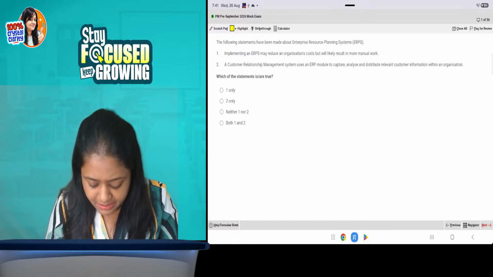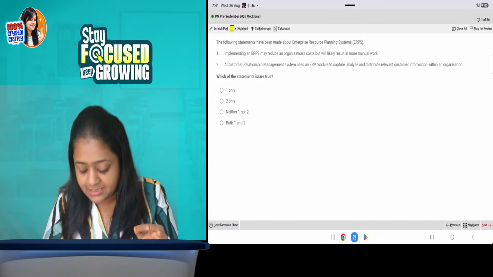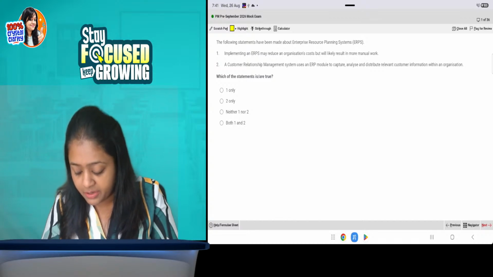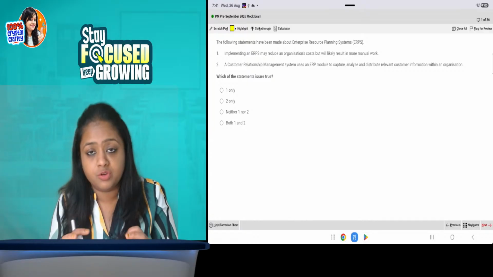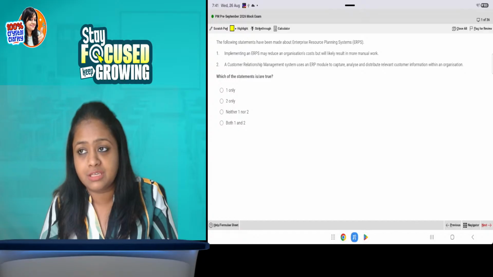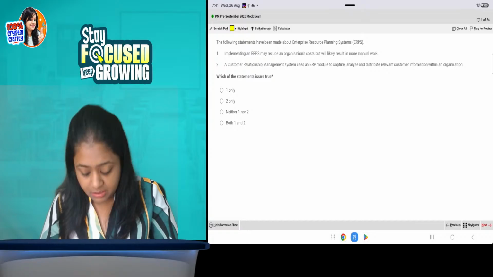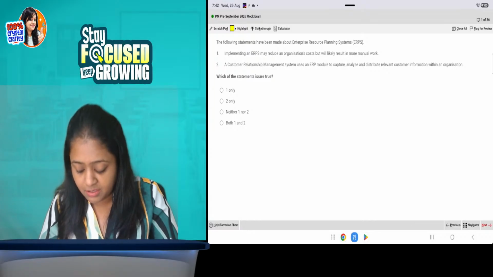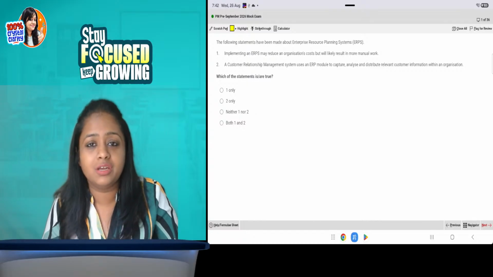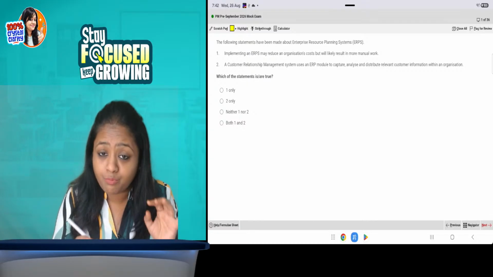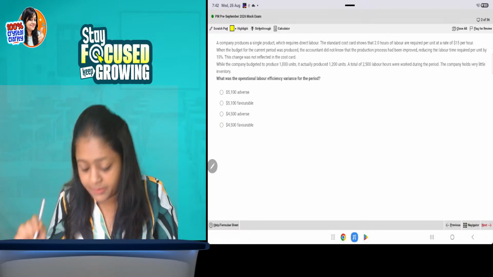Second, a CRMS system uses an ERP module to capture, analyze and distribute relevant customer information within an organization. No, CRMS will never be used to capture or distribute or analyze the relevant customer information within an organization. It's an external system, right? So within an organization also goes wrong. Hence both the statements are wrong. So I will select neither 1 nor 2, and I will go to the next one.